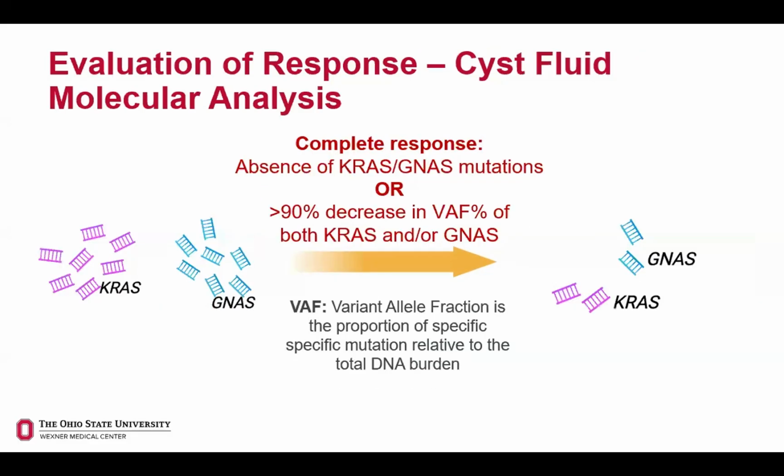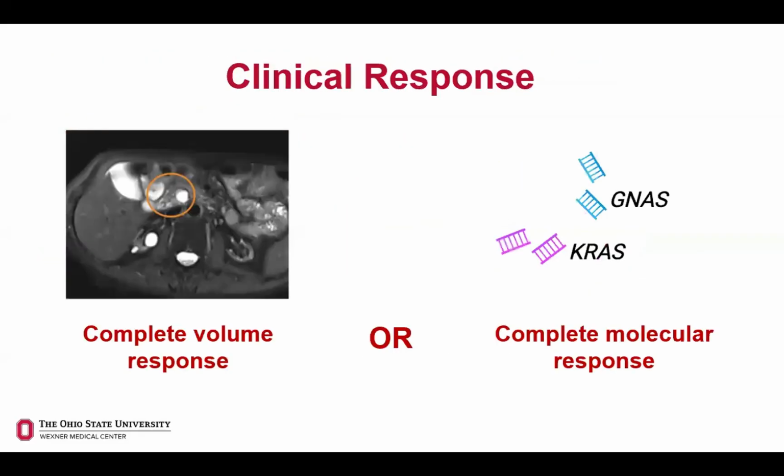Now, in terms of molecular response, it's either complete absence of KRAS GNAS mutations. We are also checking variant allele fraction, which is the proportion of specific mutation relative to the entire DNA burden in that sample. So we also defined complete response as more than 90% decrease in this variant allele fraction in the cyst aspiration post-ablation. Now, we couldn't aspirate all the cysts because when you have almost near complete volume response, there is nothing left to aspirate, but we can only aspirate in those cysts where they had some volume on follow-up imaging.